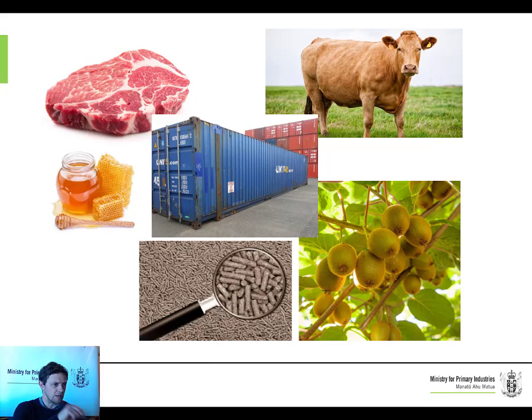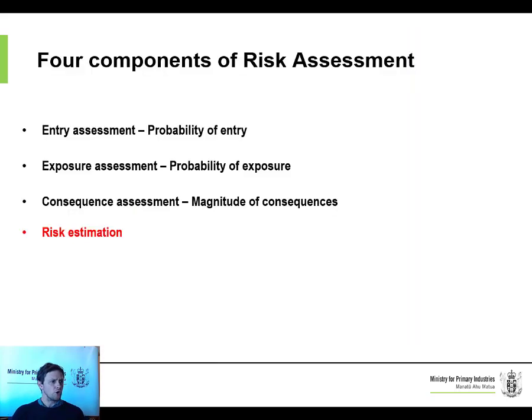And I've got a couple of more examples here. Number one, the container. The container itself can harbour a significant number of organisms. We talk about brown marmorated stink bug. We talk about exotic ants and other pests and diseases that need to be considered with the importation of the product. And we go through all the process.